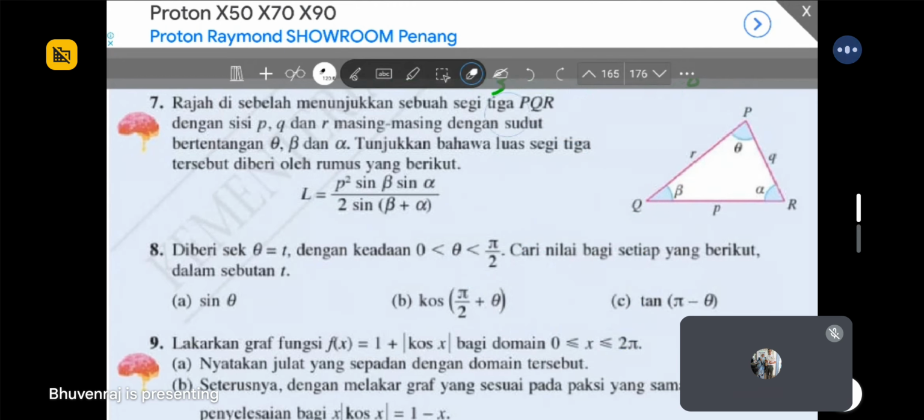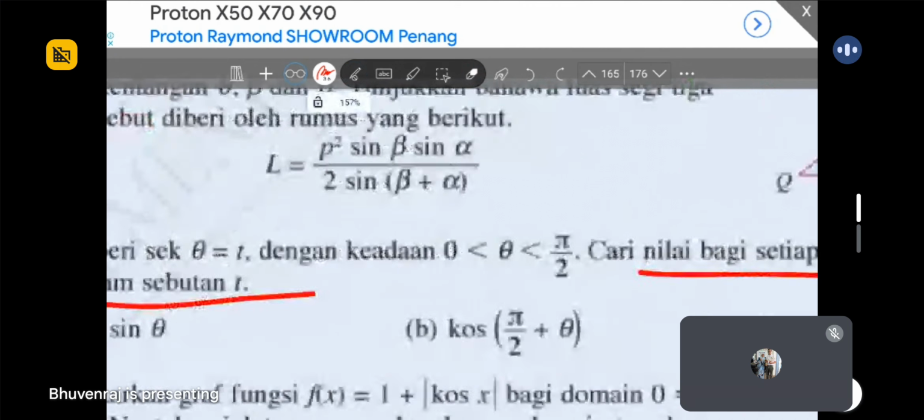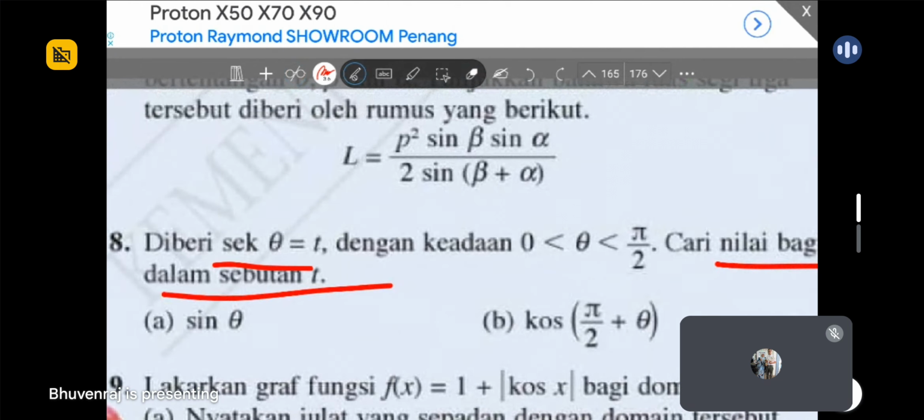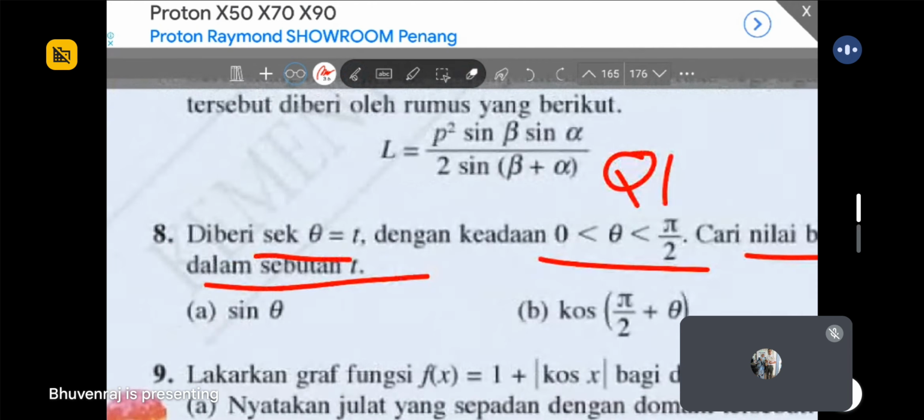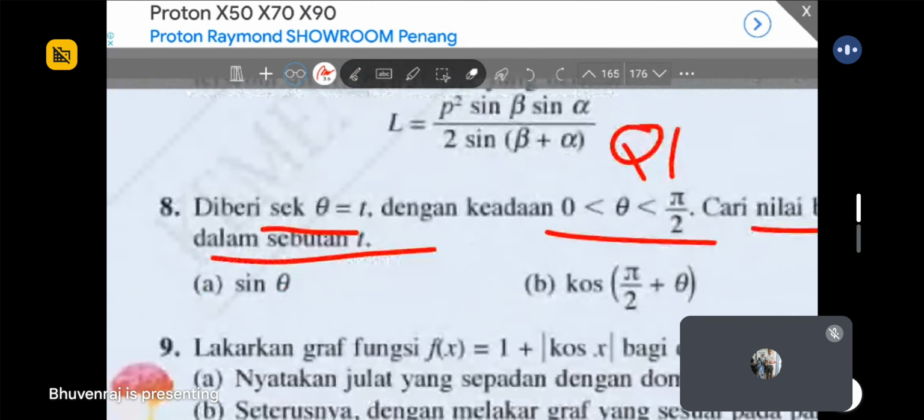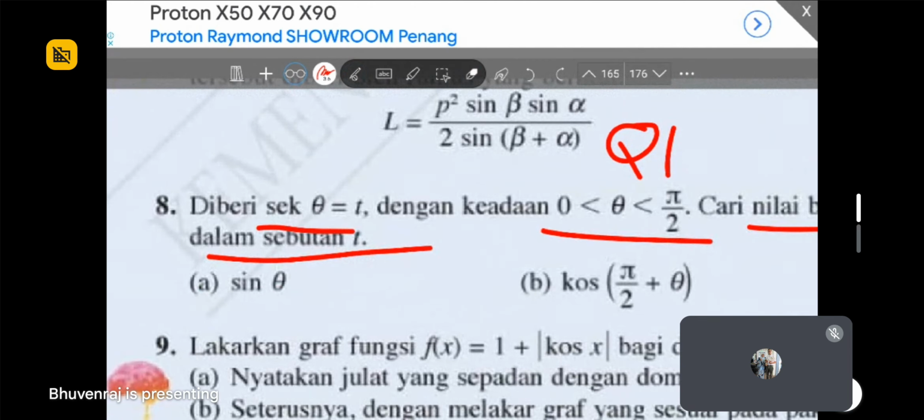Okay, so now we go to question 8. Soalan ke-8. For question 8, they're asking you to find the values in terms of t. Dalam sebutan t ya guys. So secant theta equals t, and you have this one. Kamu ada yang ni. So this one is confirm quadrant 1 lah guys. Pi over 2 is 90 darjah. So 0 to 90 confirm first quadrant.